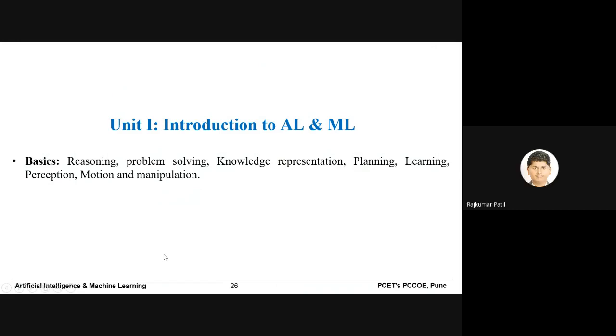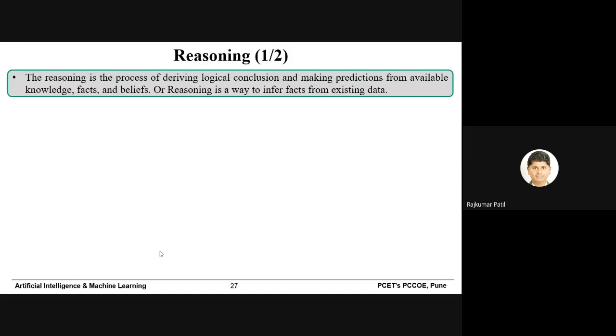In this particular lecture, we will be discussing some fundamental things and how they are linked with artificial intelligence and machine learning. In that, we will try to cover most of the concepts: reasoning, problem solving, knowledge representation, planning, learning, perception, motion, and manipulation. So, we will see those concepts one by one. So the first concept is reasoning.